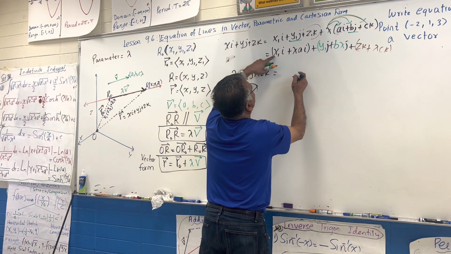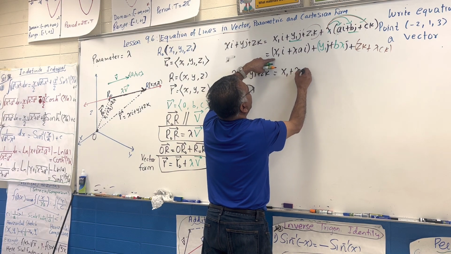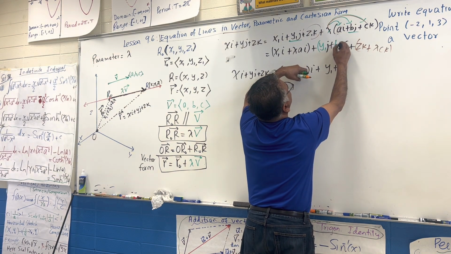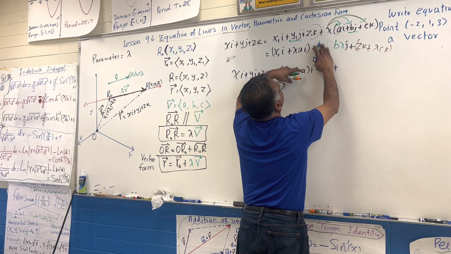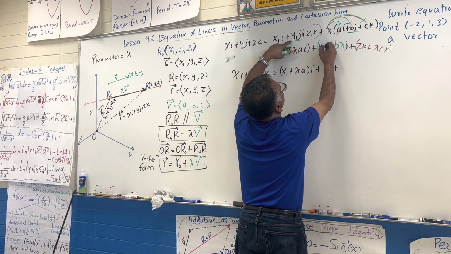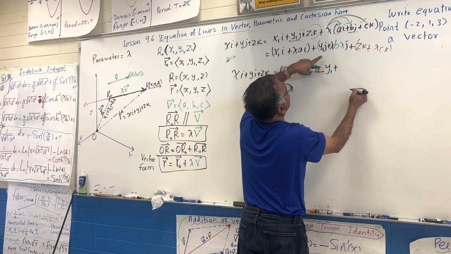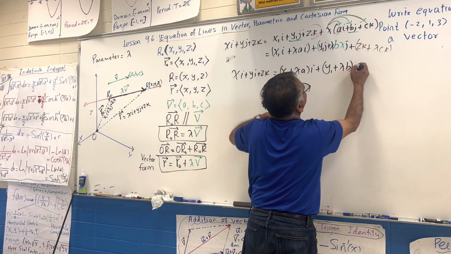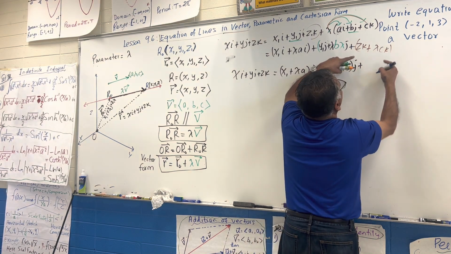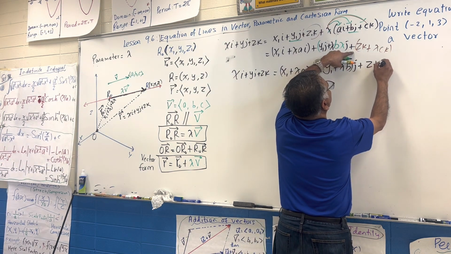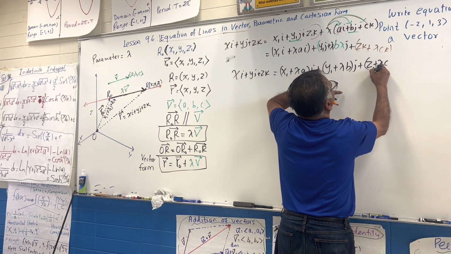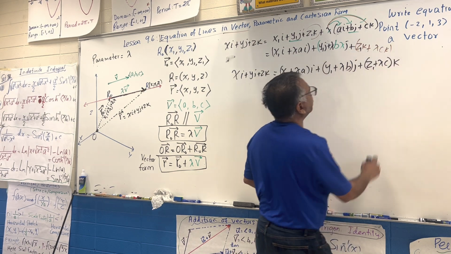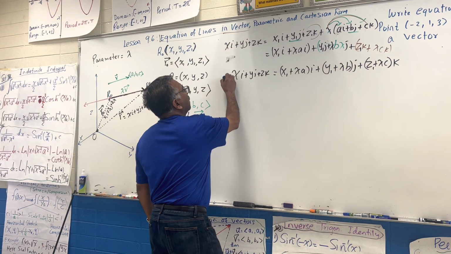So this is another way to write it: xi plus yj plus zk equals x1 plus lambda a, i, plus y1 plus lambda b, j, and here there's a k, so we write z1 plus lambda c, k. I missed the lambda and the z1 earlier. There it is. So this is also the vector form.